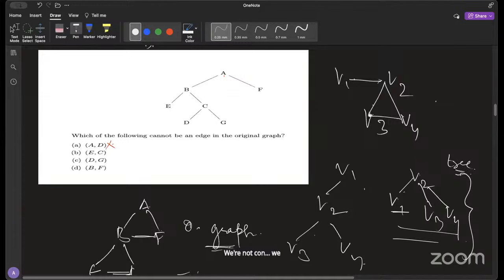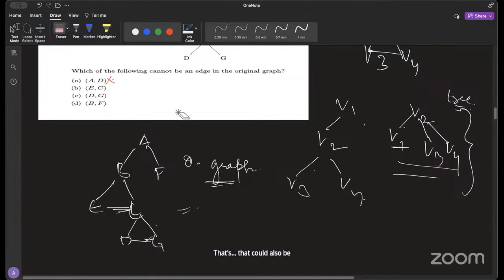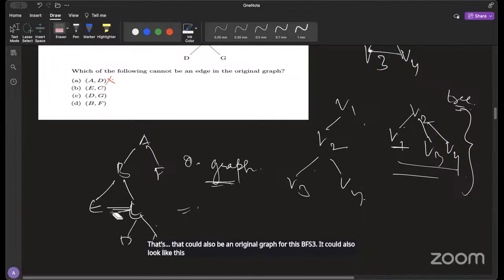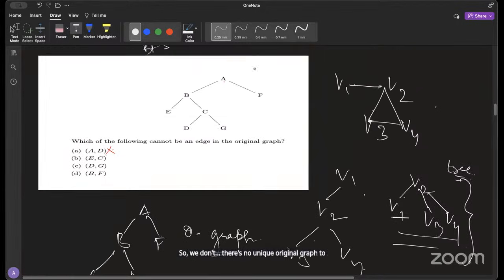We're not constructing an original graph because we don't know what the original graph would look like. It could look like this, or it could look like this too. That could also be an original graph for this BFS tree. It could also look like this, and it could also look like this. So there's no unique original graph to this.